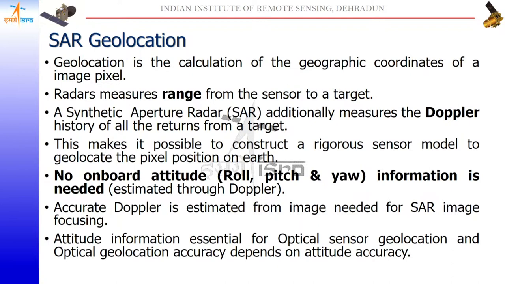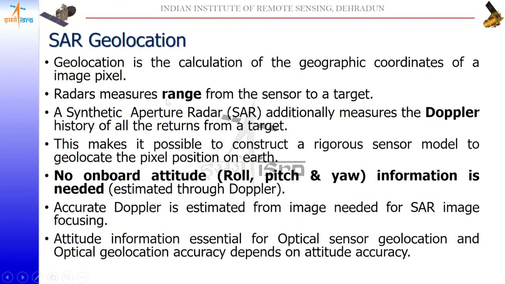So actually in the SAR we have the range and we have the Doppler. With the help of this range and Doppler, we can make a sensor model and we can geolocate any pixel. And in case of optical, we will use the roll, pitch, yaw and interior and exterior orientation for the geolocation. But in case of SAR, because we use Doppler to focus the image, we are getting very accurate Doppler value.